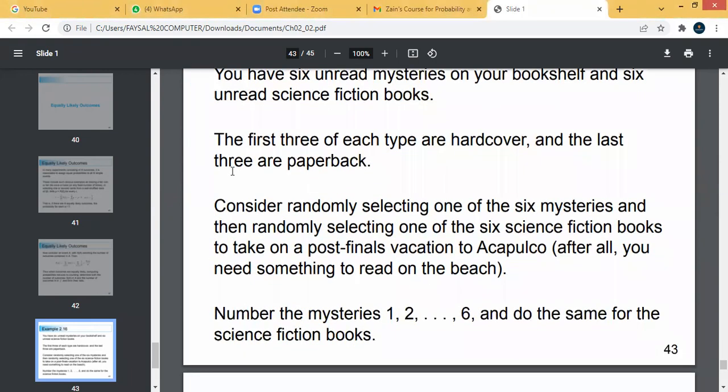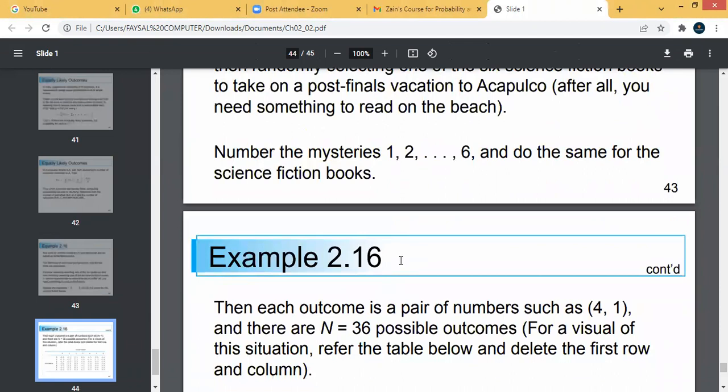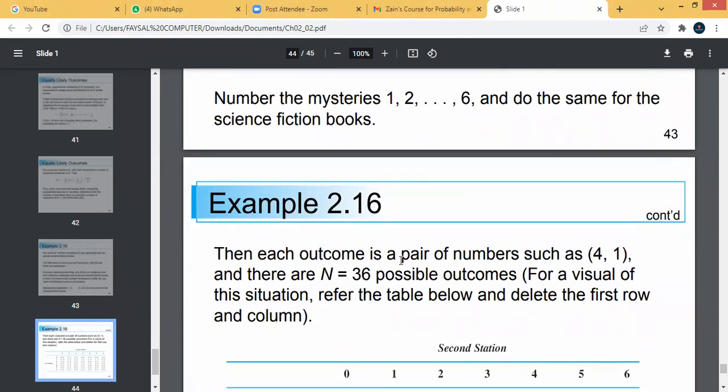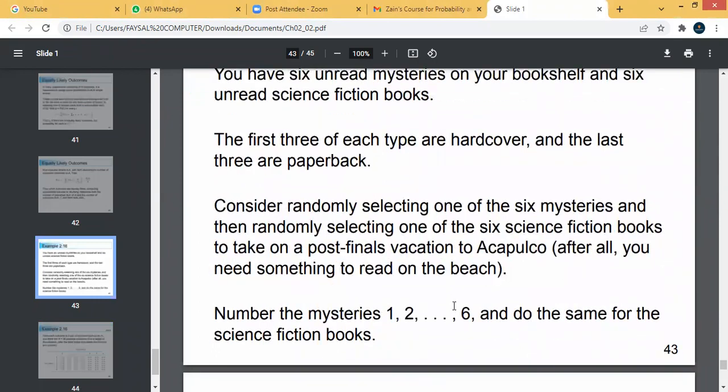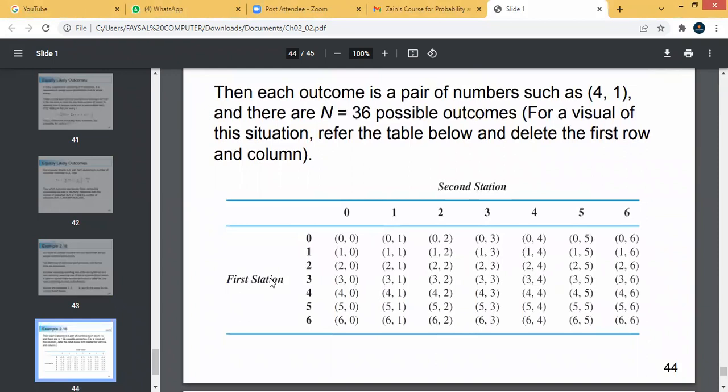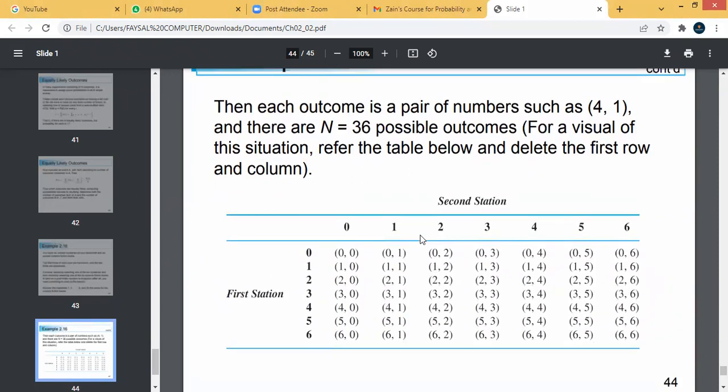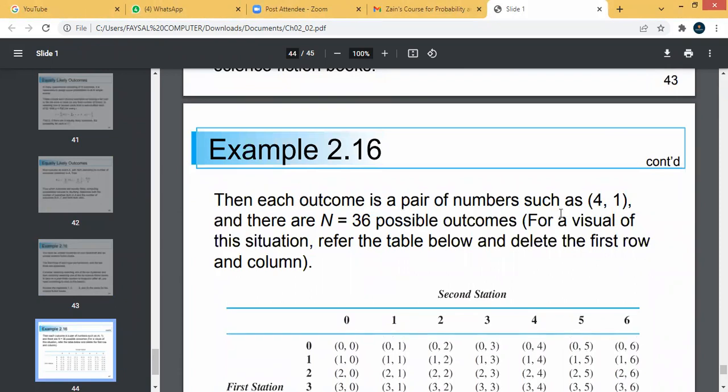The mysteries are numbered 1, 2, 3, 4, 5, and 6, and so are the science fiction books: 1, 2, 3, 4, 5, 6. Now each outcome is a pair of numbers, such as 4, 1, the first for the mystery and the second for the science fiction book, and there are n equals 36 possible outcomes.